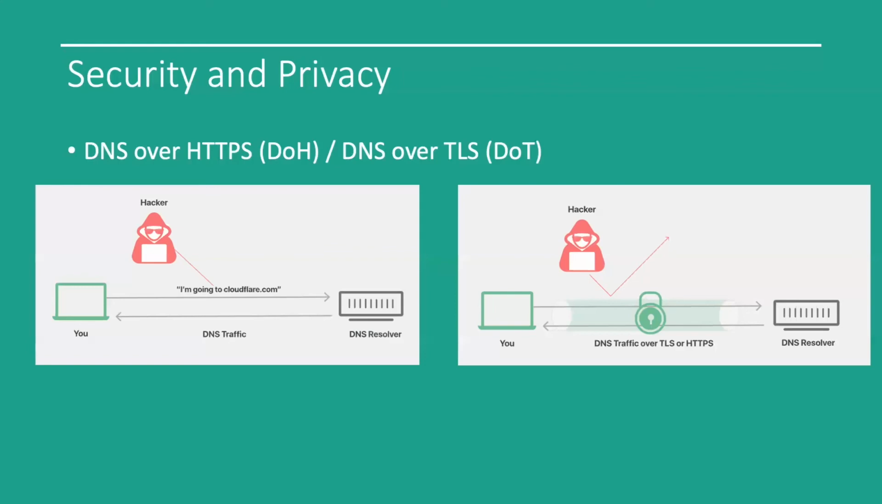On the other hand, DOH just goes over HTTPS. So it goes over port 443 and it blends in with all other regular traffic on the internet. So it keeps the fact that you're protecting your DNS traffic, it keeps that private and blending in with just regular traffic from everyone else as well.